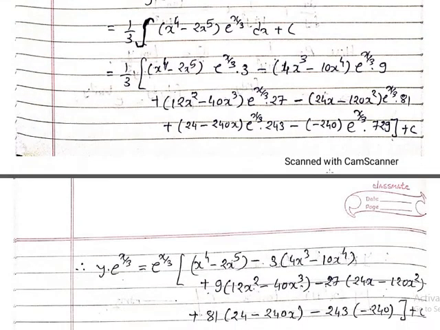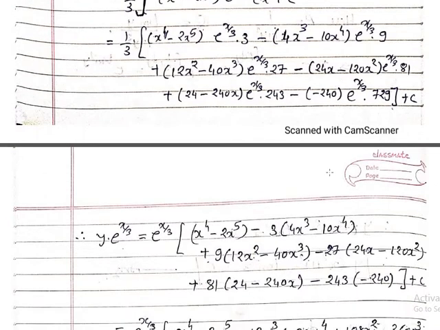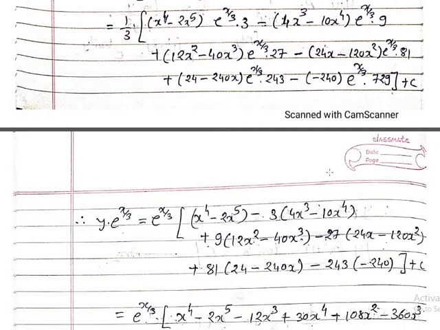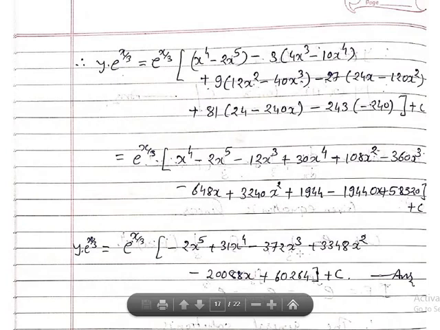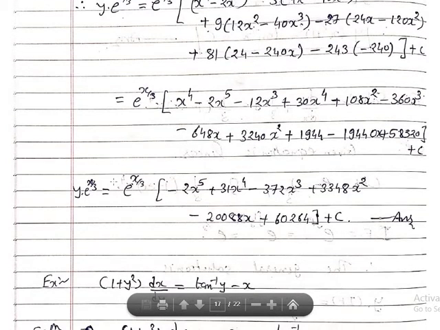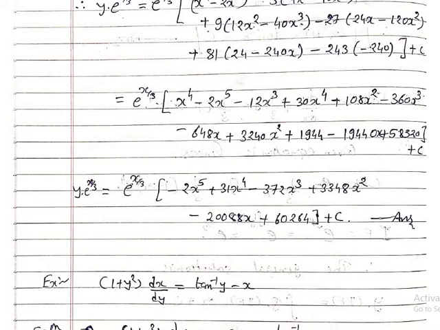Simplifying this one. So e raised to x by 3 common out from all and dividing by 3 inside. That will give you the simplified term. And after simplifying all this, we have the final answer: y into e raised to x by 3 is equal to e raised to x by 3 into minus 2x raised to 5 plus 31x raised to 4 minus 372x cubed plus 3348x square minus 20,088x plus 60,264 plus c.